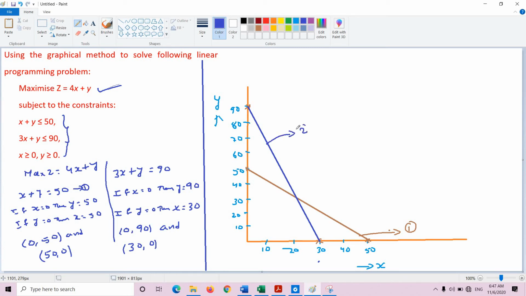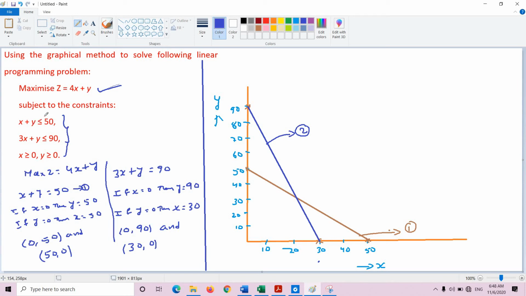This is equation number 2. Now what we have done here is, we equate the equations and draw the lines of these equations. Okay, this is the first equation line, this is the second equation line. Now come to the inequality symbols. Equation 1 is representing the less than or equal to symbol.